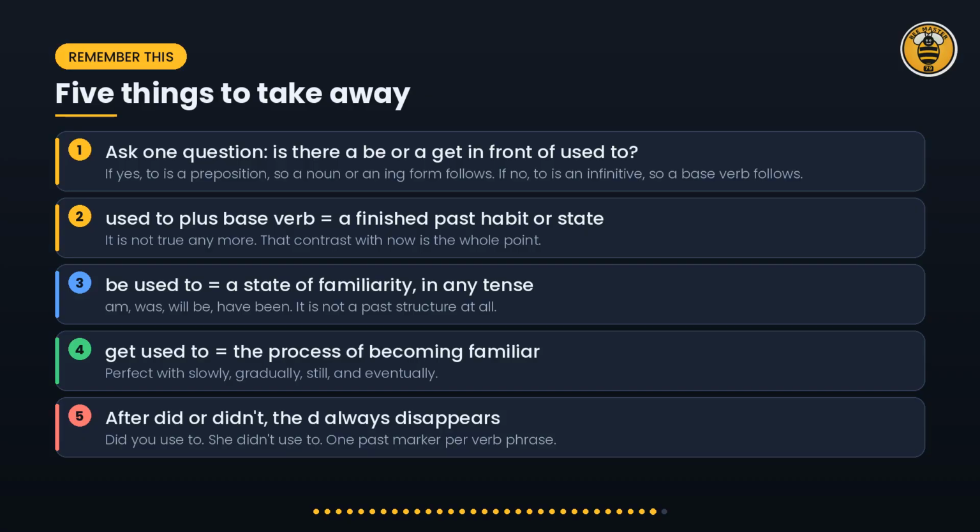Number 3, be used to is a state of familiarity, and it lives in any tense: am, was, will be, have been. It is not a past structure at all. Number 4, get used to is the process of becoming familiar. It is perfect with words like slowly, gradually, still, and eventually. And number 5, after did or didn't, the d always disappears. Did you use to? She didn't use to. One past marker per verb phrase is enough.